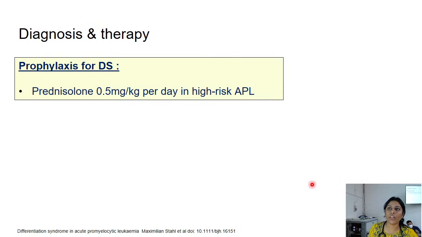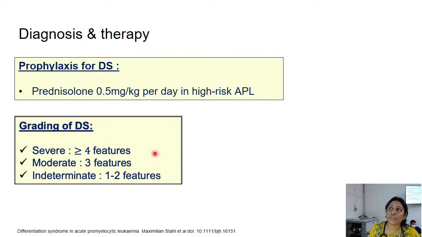So is there a way we can prevent differentiation syndrome? Yes, there were studies which advocate steroid prophylaxis in high-risk cases. We usually use prednisolone at 0.5 mg per kg per day, which we can consider in high-risk patients. Coming to the grading of differentiation syndrome, it depends on the number of clinical features present in our patients. Usually severe is 4 or more features, moderate is 3 features, and if there are fewer than 3 features, we need to rule out other mimickers of differentiation syndrome.